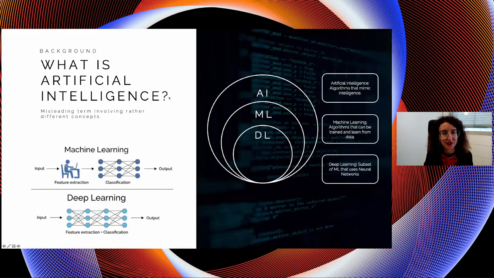So first, as a definition, what is artificial intelligence? It is in general a global term that groups all algorithms that mimic intelligence. In this context, we can see machine learning, in which algorithms can be trained and learn from data, and deep learning, a subset that is based on the use of neural networks.